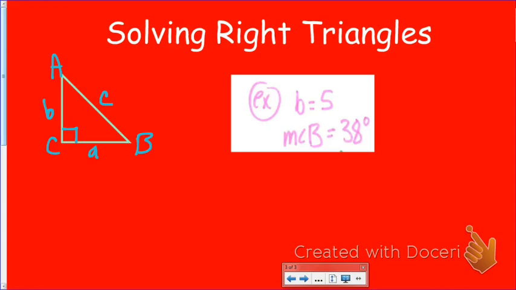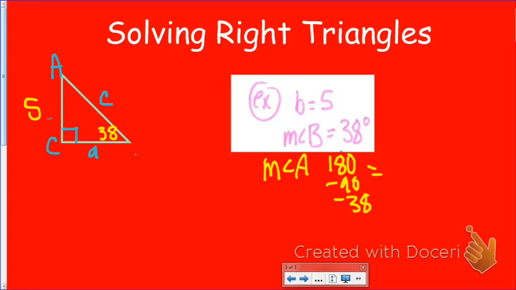So the first thing I'm going to do is fill in that side b is 5, and I know that angle B is 38 degrees. Now I'm going to use the information I have to find all of my missing parts. The easiest thing to find at first is going to be the measure of angle A. I know all three angles have to add up to 180 degrees, so all I have to do is 180 minus 90 minus 38 degrees, and I'm going to get that the measure of angle A is equal to 52 degrees.